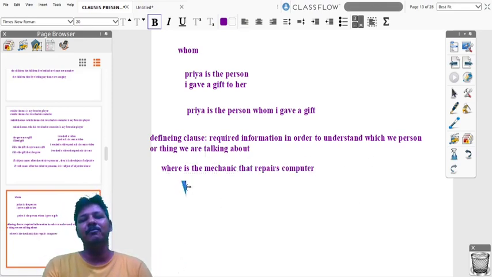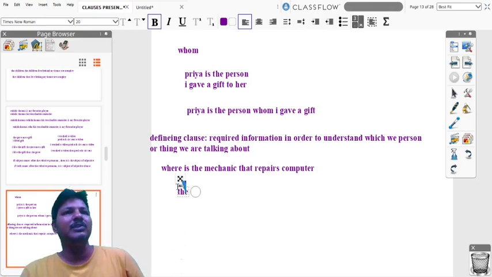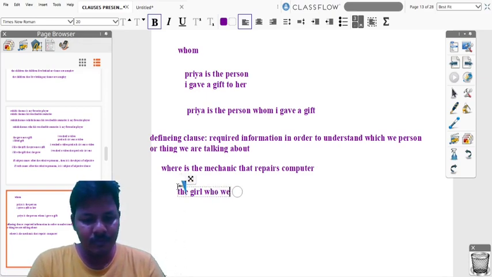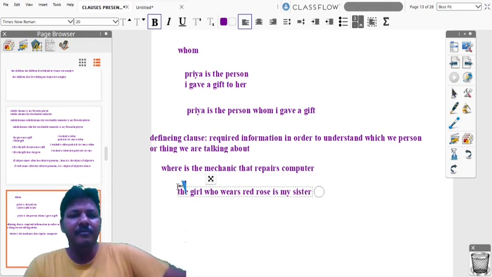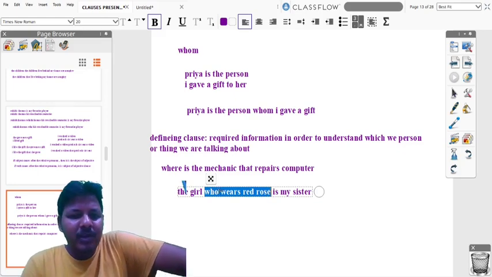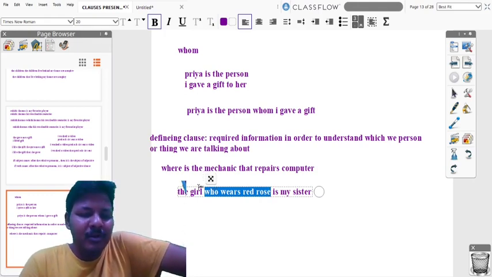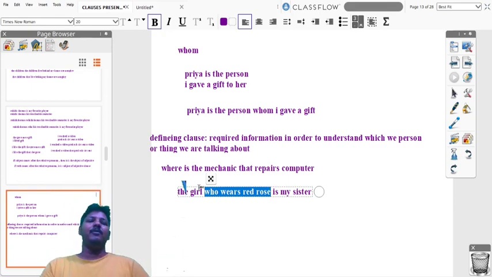So let me give one more example. For example, you are telling your friend that there are 10 girls and you want to show your friend who is your sister. So, the girl who wears a red rose is my sister. So friends, this is the adjective clause. In this adjective clause, the relative pronoun who specifies the girl you are talking about. Here who gives essential information about this girl, because there are 10 girls. So among 10 girls, who is your sister? The girl who wears a red rose is your sister, friends. I hope you understand the defining clause.